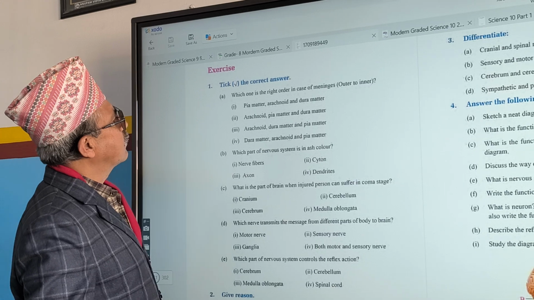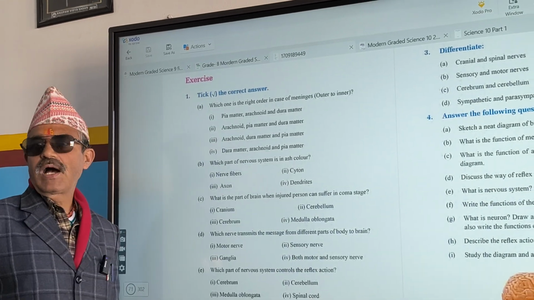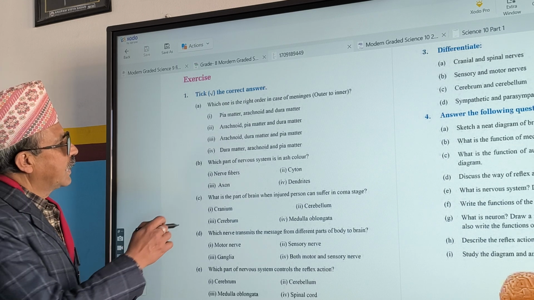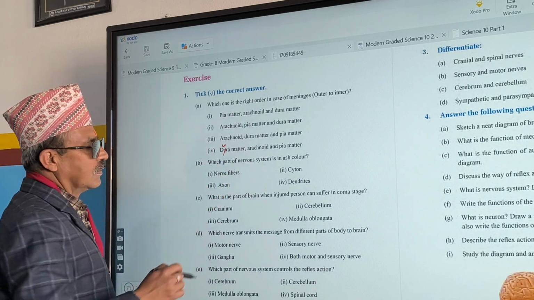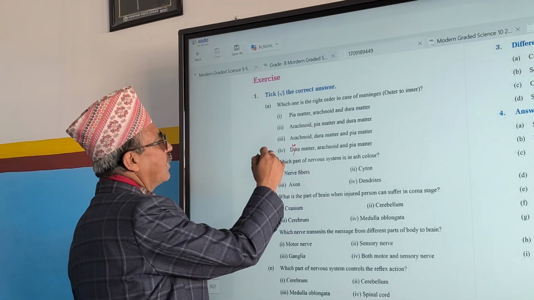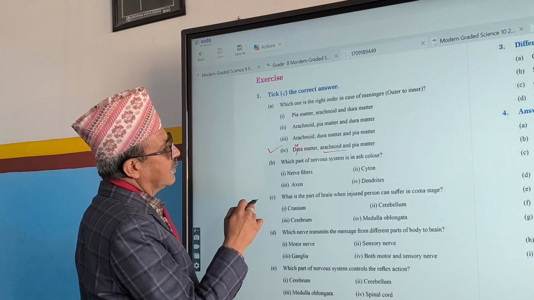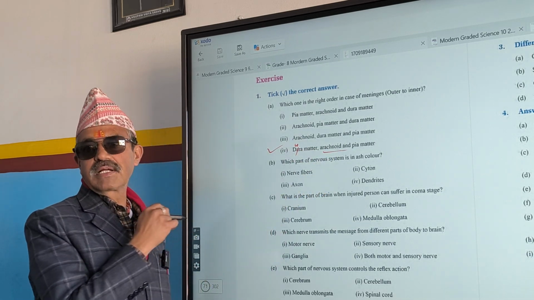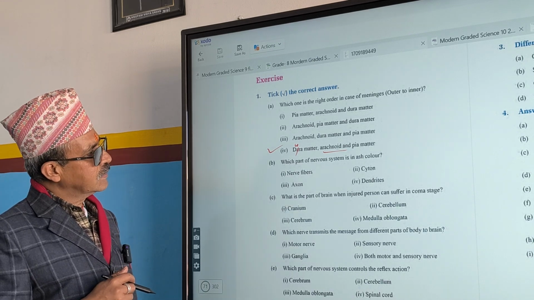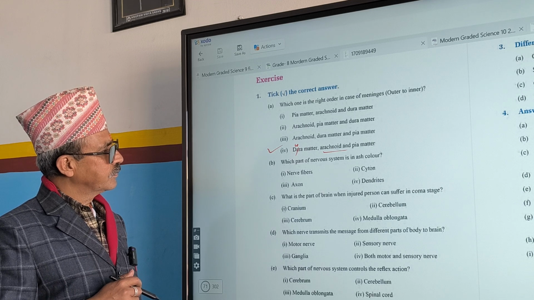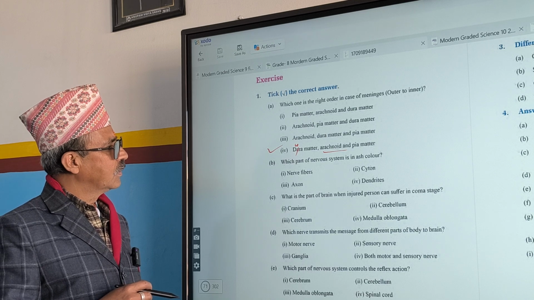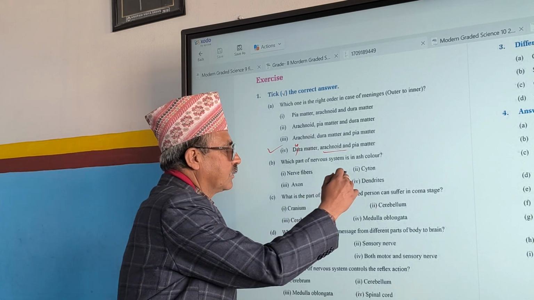Which one is the right order in case of meninges, outer to inner? Dura mater, arachnoid mater, and pia mater. That is correct. Okay, number B. The part of the nervous system that is ash colored. What is that? Cyton. That's right.